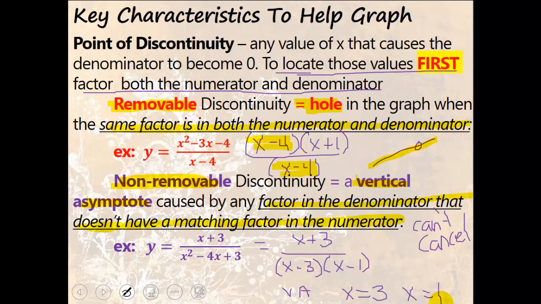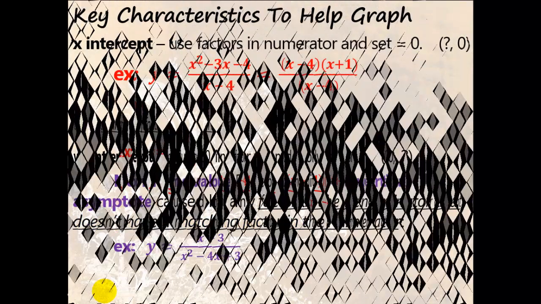This one up here, we have a hole at x equals 4. I set my denominator equal to 0, and that's where I have a hole at x equals 4. And then to find out its height, all I have to do is plug it back into the remaining factor, and it'll tell me how high up that hole occurs.